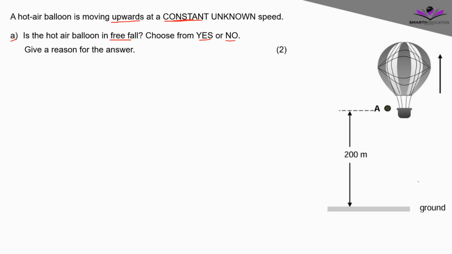That's one reason you can write. You can also say that there are other forces acting on this balloon, stating that it is in constant velocity. So there are other forces acting on the balloon. Acceleration is not 9.8 meters per square second downwards; actually, acceleration is 0 because it's at constant speed. Any one of those, you can write. Okay, let's go to question B.